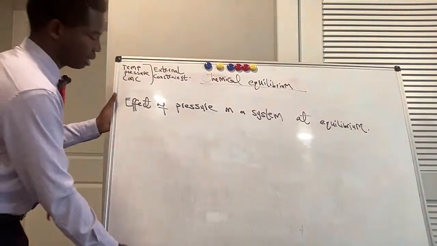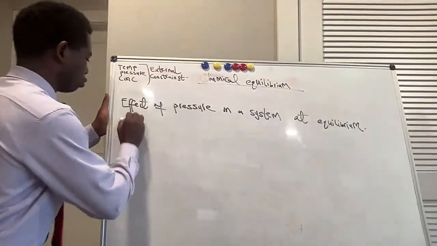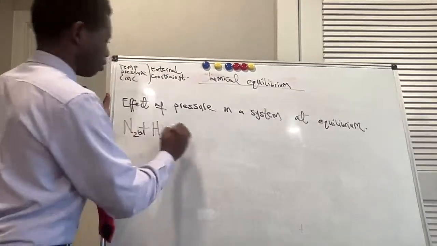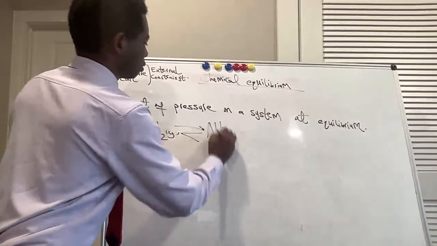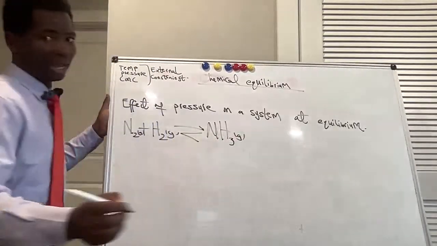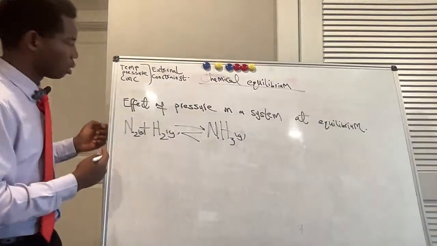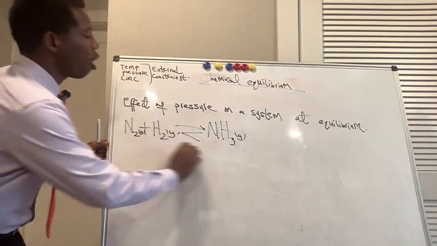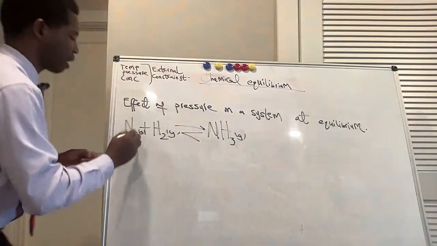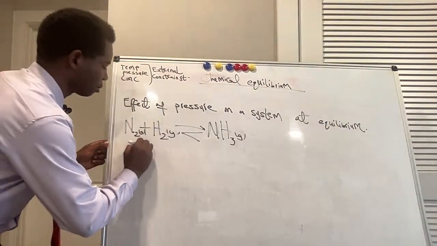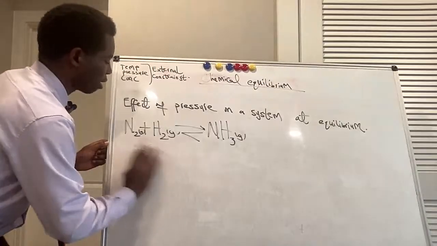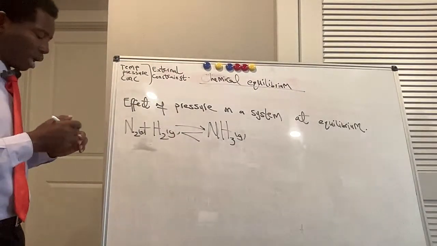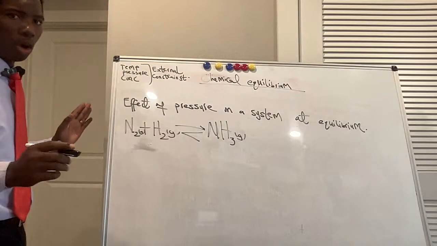So let's look at this system now. Let's look at when nitrogen reacts with hydrogen to give ammonia. What will you be asked, what is the effect? Now, before that, these are our reactants, these are our products. They are all in gaseous state. For pressure to have an effect on a reaction, they should be in gaseous state.